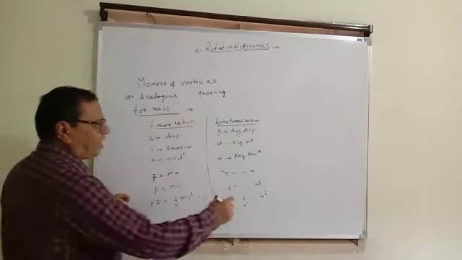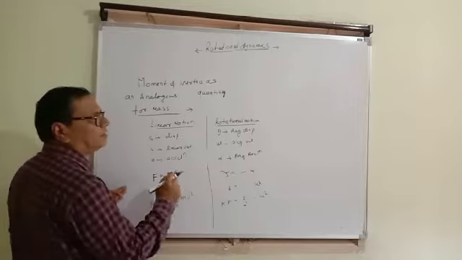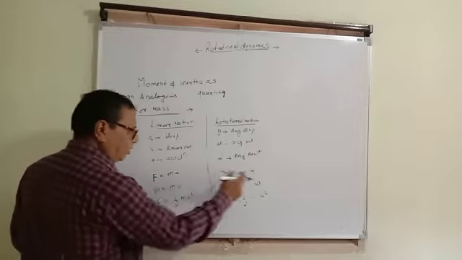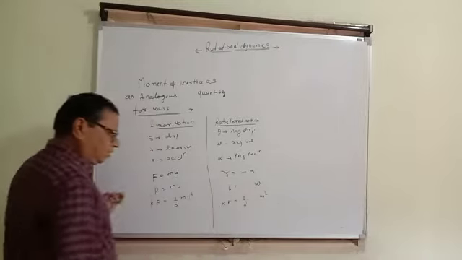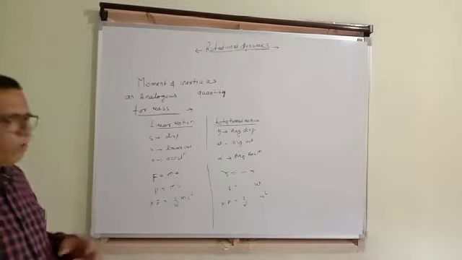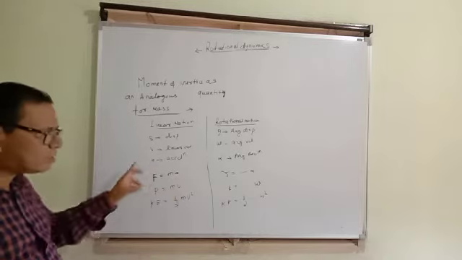As A and alpha are analogous quantities, we have replaced A with alpha, V with omega, and V square with omega square. What about mass? The mass term is involved in all the equations.